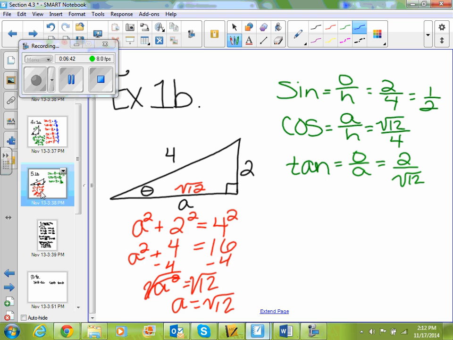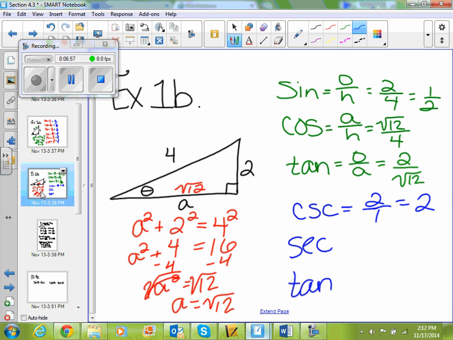And then for the rest of them, cosecant, secant, and cotangent. Cosecant is the inverse of sine, so instead of 1 over 2, it's 2 over 1, which is just 2. Secant is the inverse of cosine, so instead of square root of 12 over 4, it's 4 over the square root of 12. And cotangent is the inverse of tangent, so it becomes square root of 12 over 2.